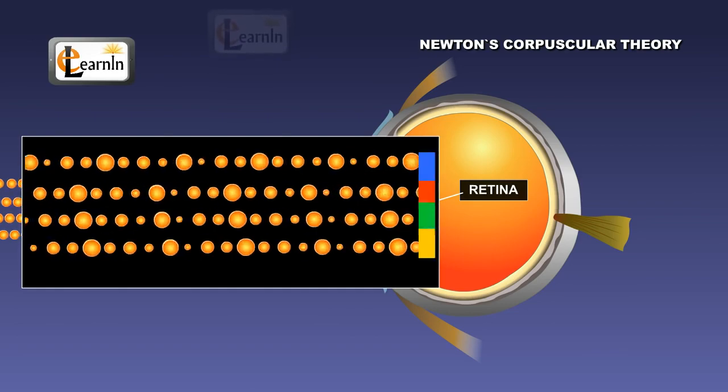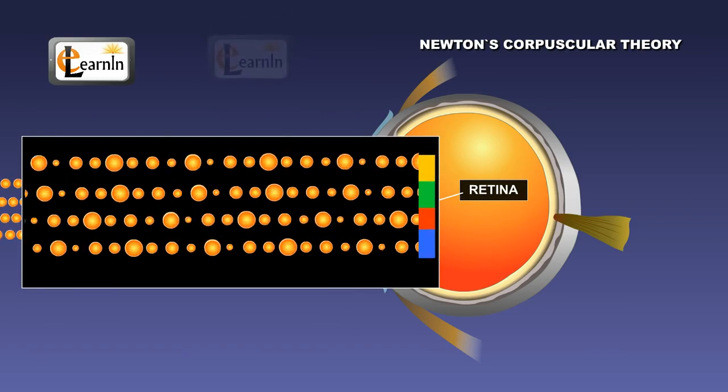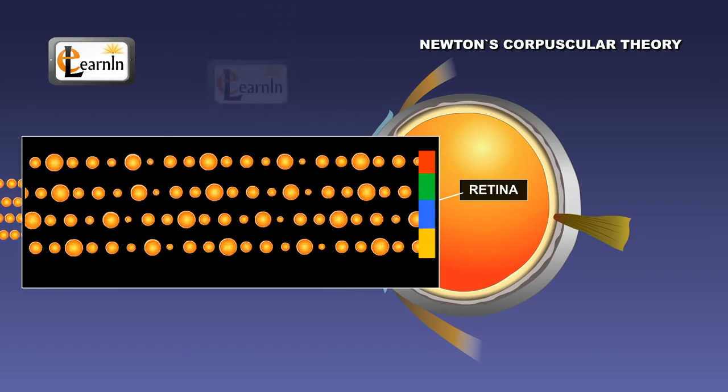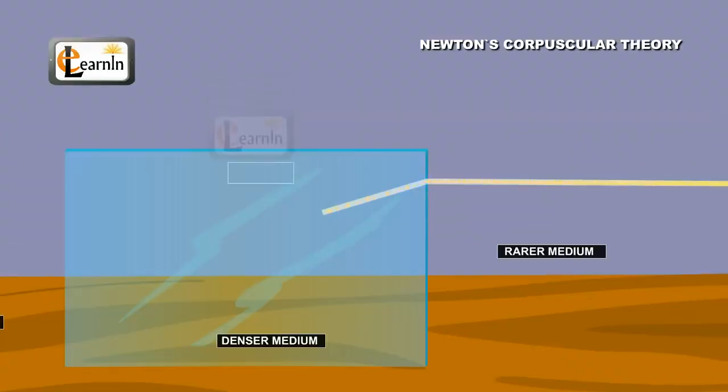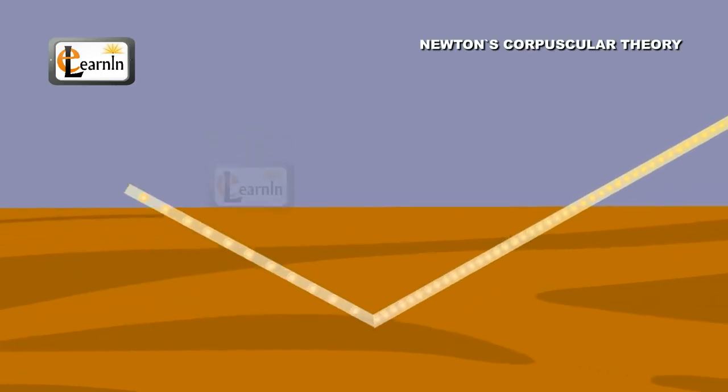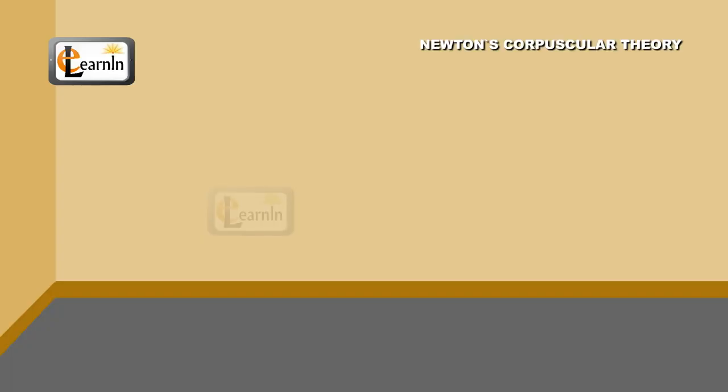Various colors of light are due to the difference in sizes of these corpuscles. These corpuscles could perfectly explain the concepts of reflection and refraction of light. The reflection of light, which consisted of corpuscles, is just like the reflection of a perfectly elastic ball.